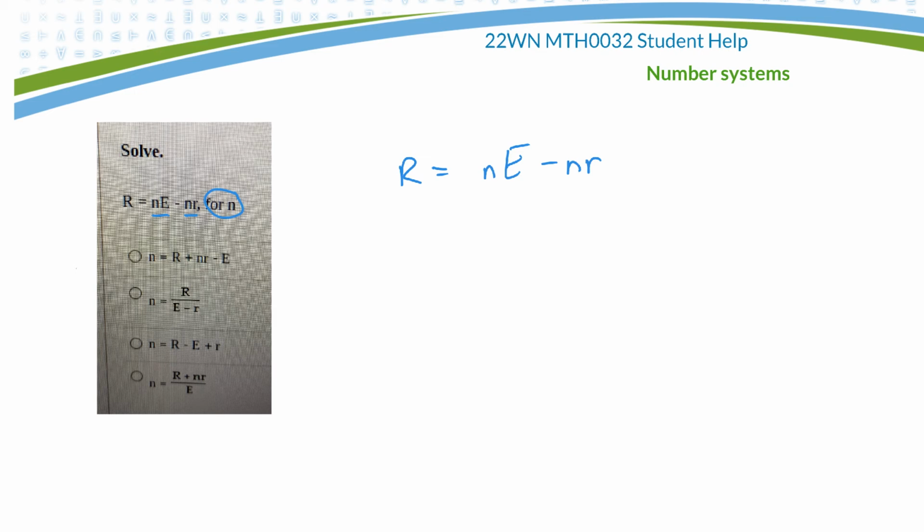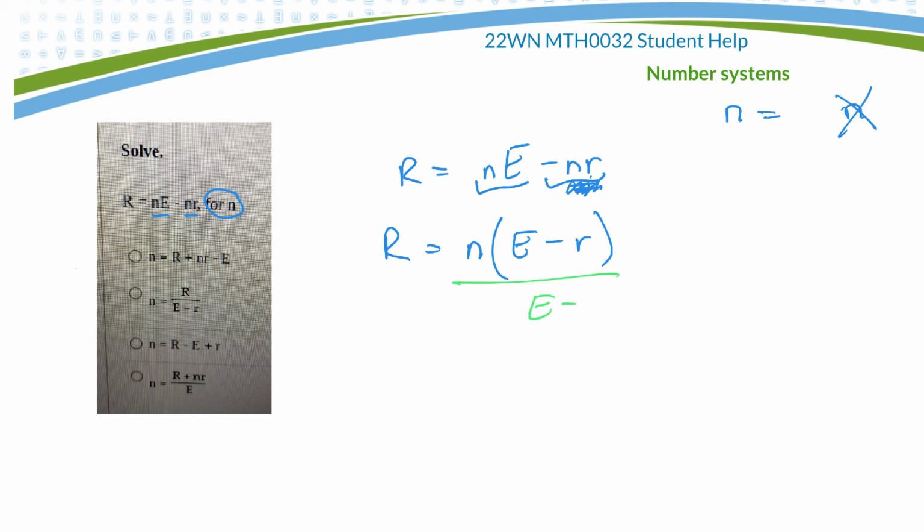I can't just move this term to the other side, because if they say solve for n, you can't have an n on that side. So the way you can get one n is to factor. If I factor this and this, they each have a common n. So factor an n out, leaving me with n times e minus r is equal to a capital R, and then divide both sides by e minus r.